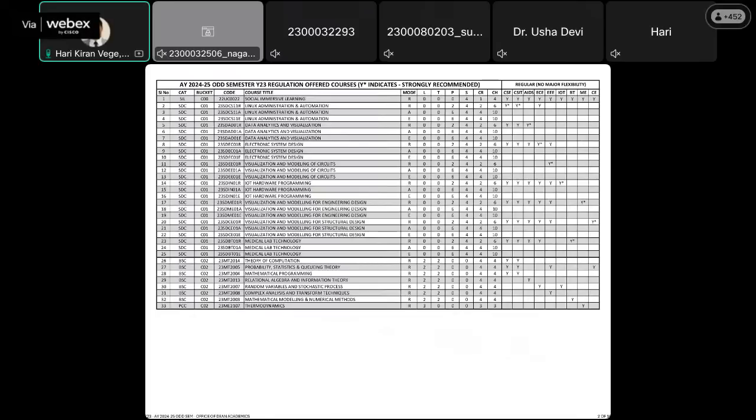Now, for each course, you will observe that there are multiple modes for the course, R, A, and E. These modes of courses sometimes are not connected to your major flexibility. It is up to you to decide how you want to study that course. But we might have provided a few recommendations, right? Since here it is a regular student, that Y star is given for the regular mode, saying that for a regular student, a regular mode is more recommended.